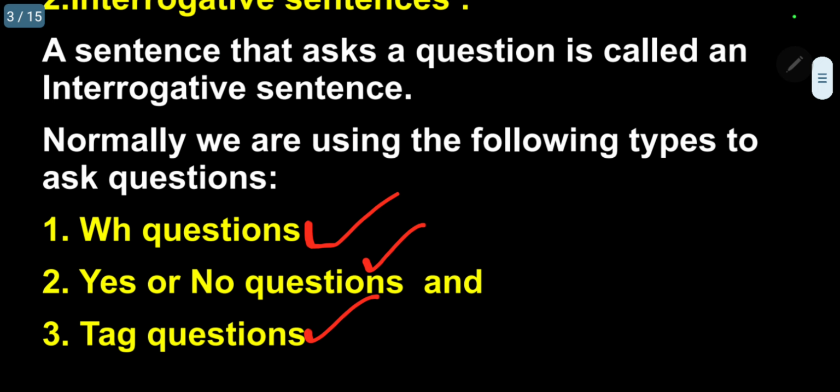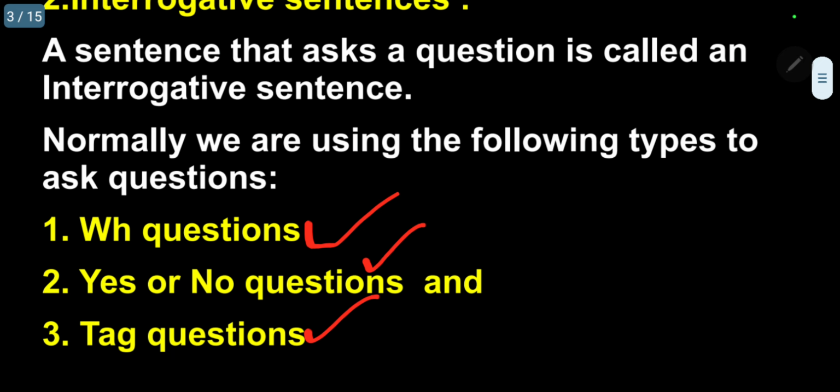Under the WH questions, the words we use are: what, when, where, then who, then whom, whose, why, then how. These are the questions normally starting with WH.